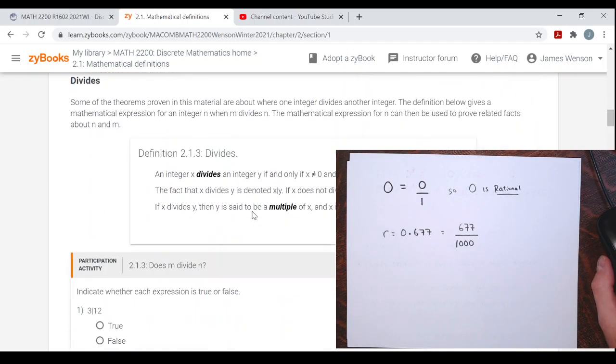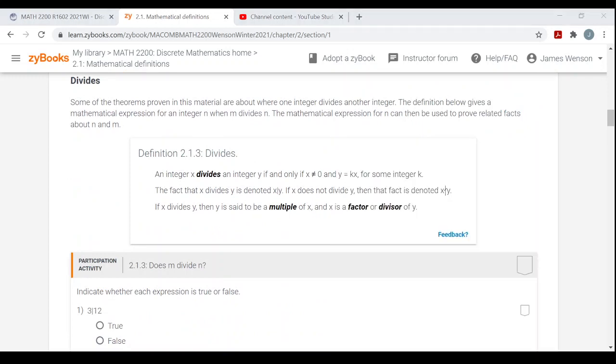All right. The next part of this section, another definition you're going to need to know, right? So the definition of even number, odd number, rational number. What does it mean for one integer to divide another integer? Some of the theorems proven in this material are about whether one integer divides another integer. The definition below gives a mathematical expression for an integer n when m divides n.